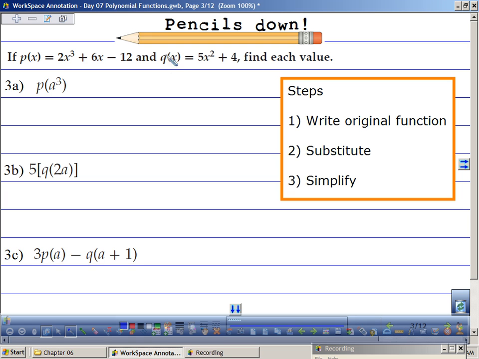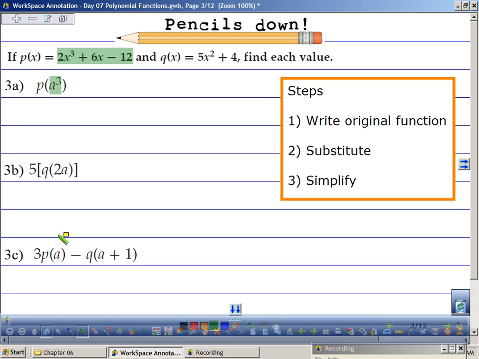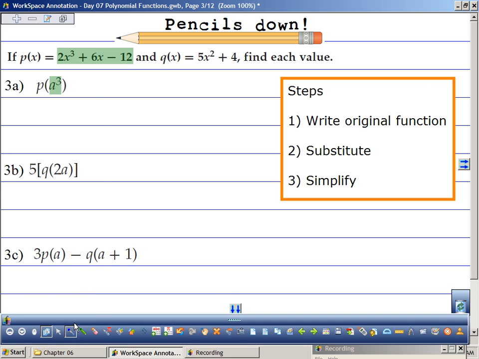And then we have another function, right? Here's the p function and here's the q function. So for 3a, we're talking about a p function. So I would use this one right here. Only every time I see an x, I've got to substitute it for a cubed. Does that make sense? Okay, so that's what I'm going to do.